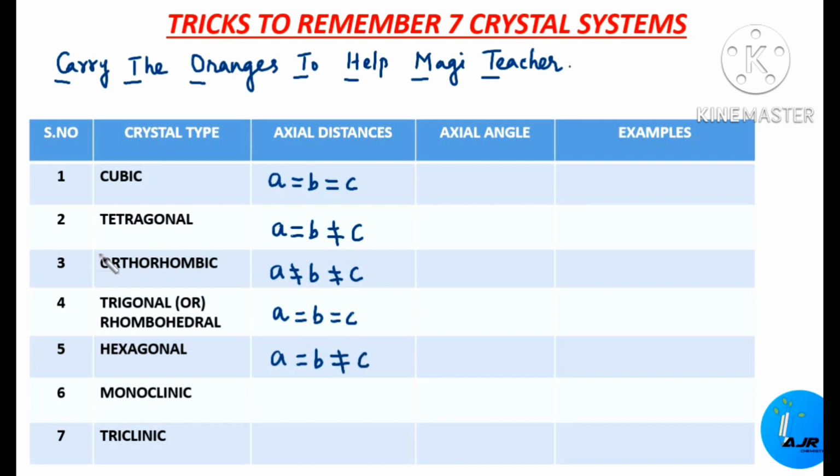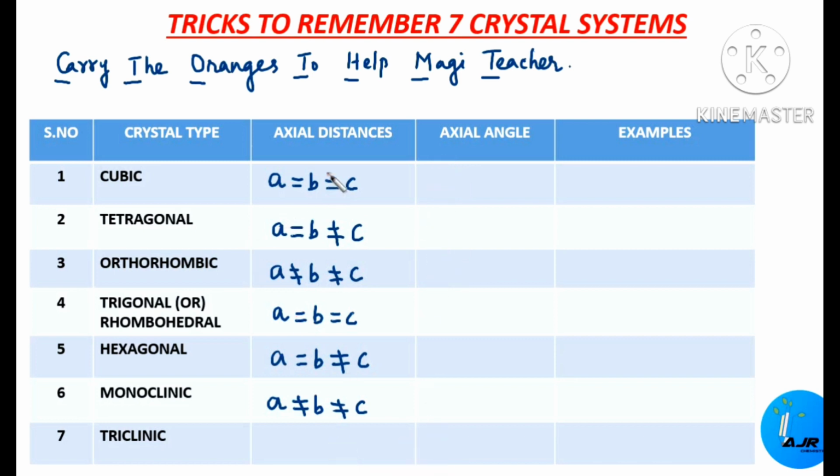And let us go for the third one, that is monoclinic. The same thing which is written for the third one we are going to repeat. So A is not equal to B, and this is not equal to C. Understood, students? Now the last one, the triclinic. Let me deal with it a little later, after writing the axial angles.